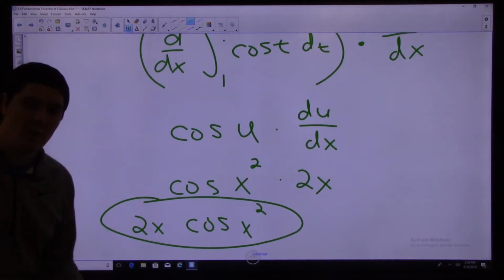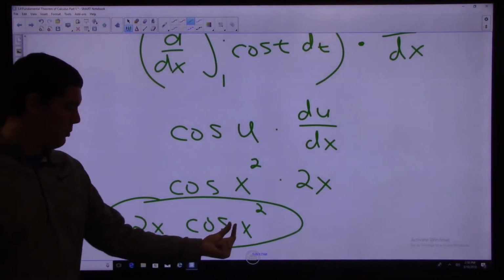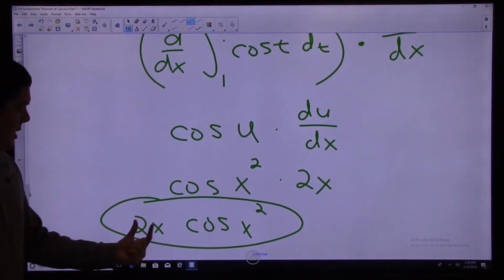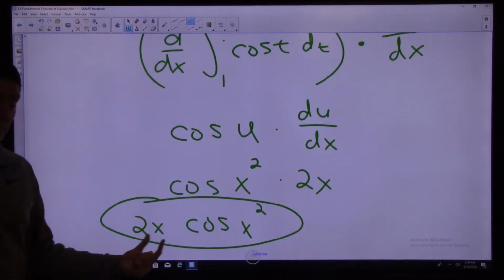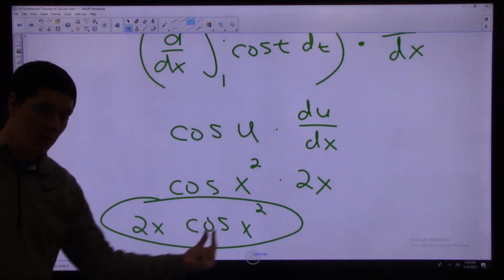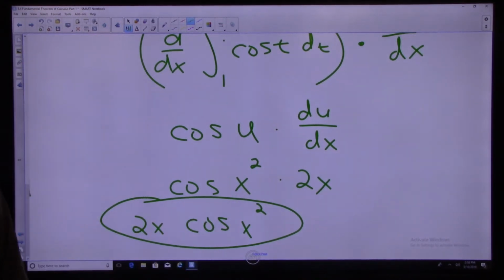So I was trying to explain why this is true. But yeah, you want to plug that value in for t, and then you always have to multiply by the derivative of whatever that is. Okay, so if that's x squared, the derivative of that's 2x. So that's it. Alright, let's keep it going.